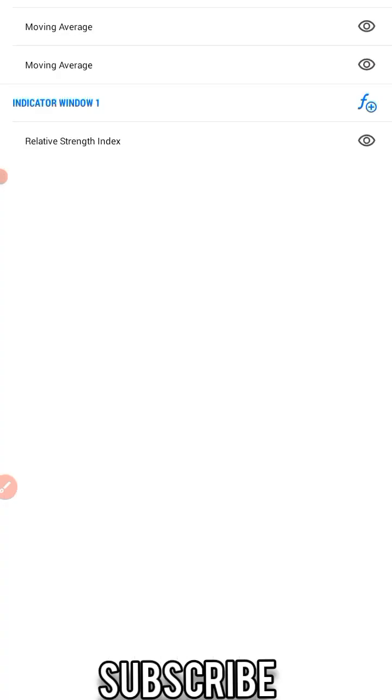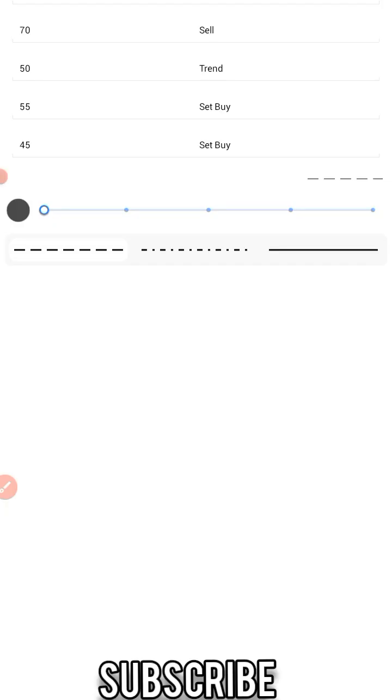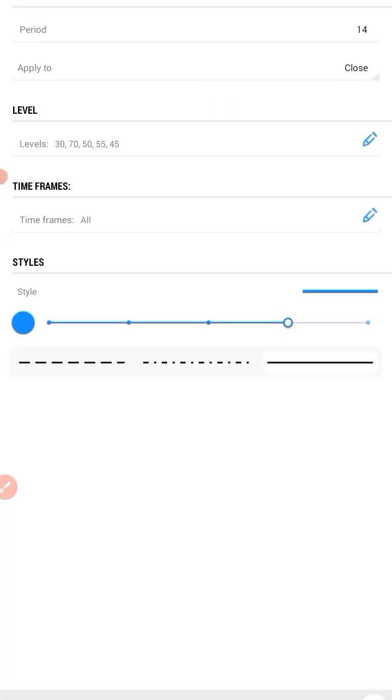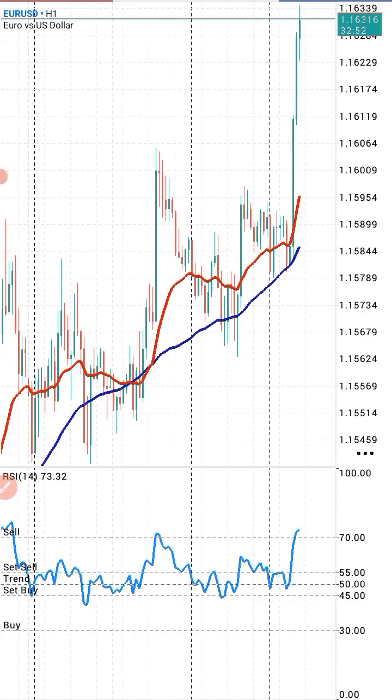Now, let me rather upgrade this to sell. Because if you are selling, price will pull back to 55 or the 50 before you continue the sell. So it is the other way around, you understand what I mean. Now, this is how to use this fully.